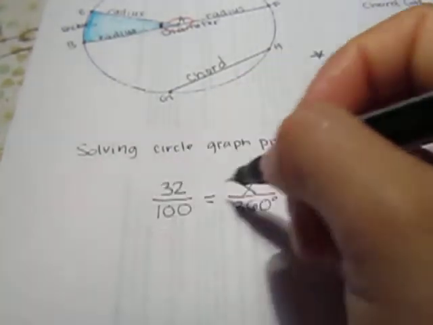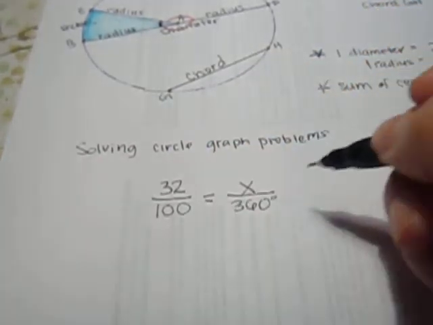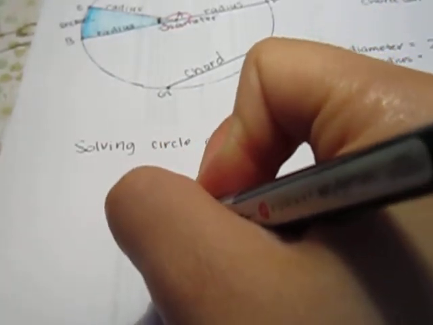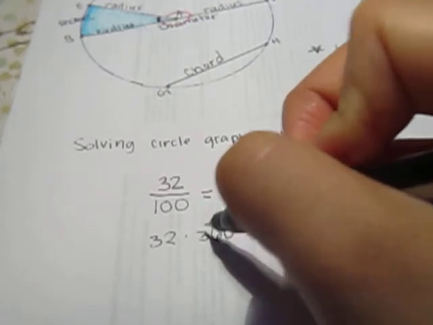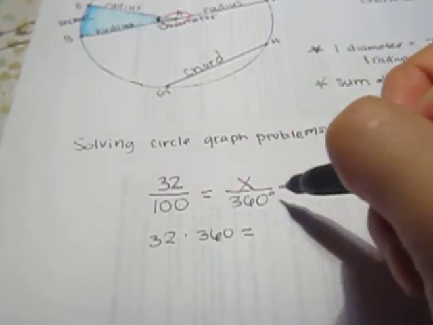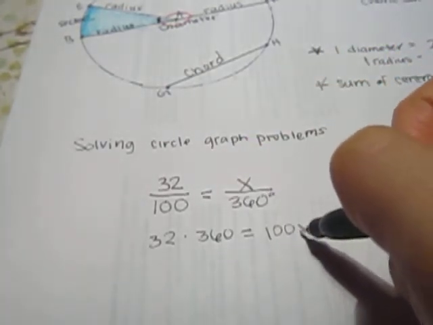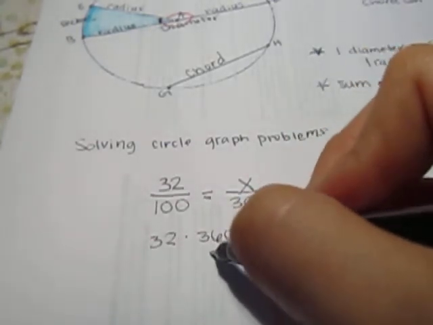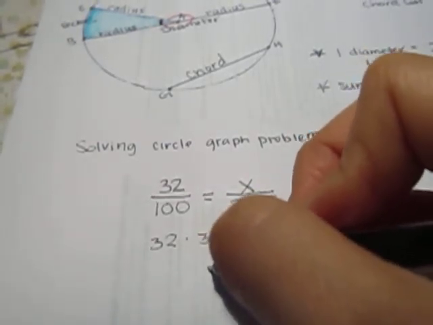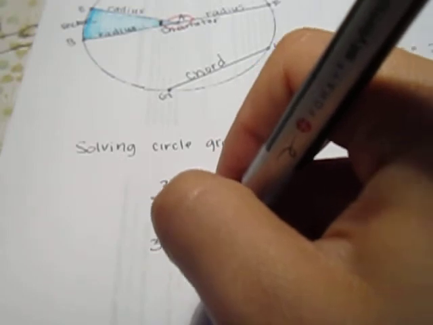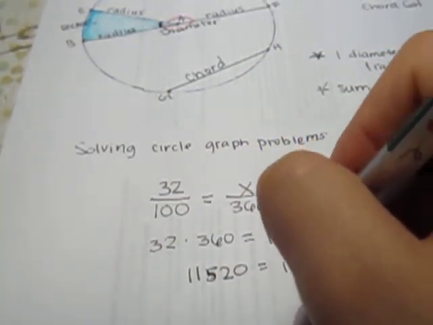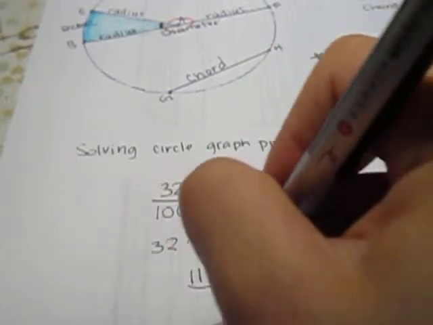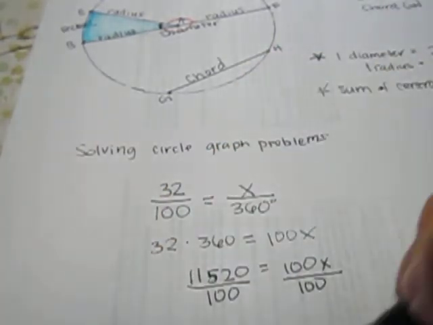Once we figure that out, go ahead and cross multiply. We're going to say, okay, 32 times 360 equals 100x. When you multiply those two together, you should get 11520 equals 100x. Divide both sides by 100.